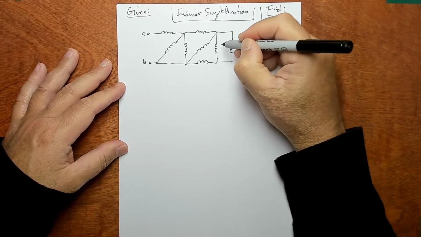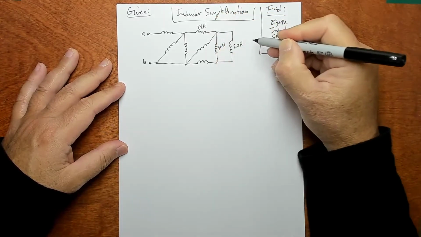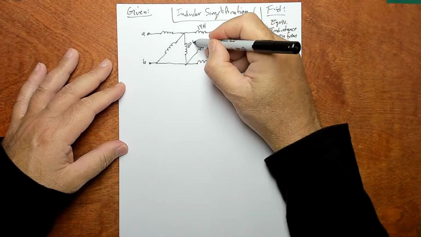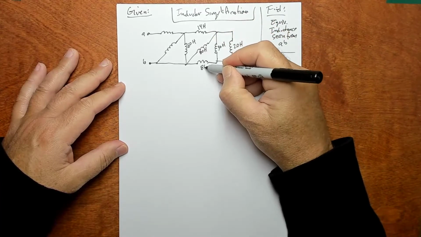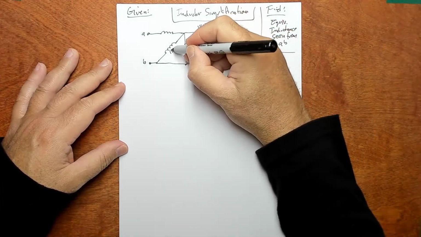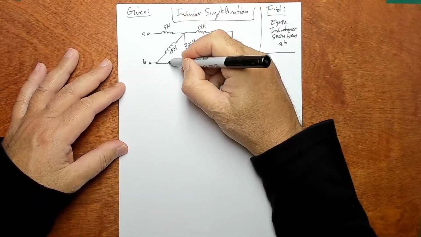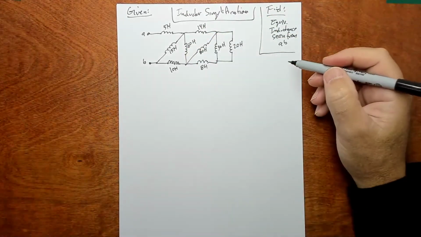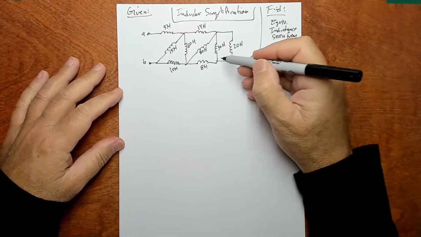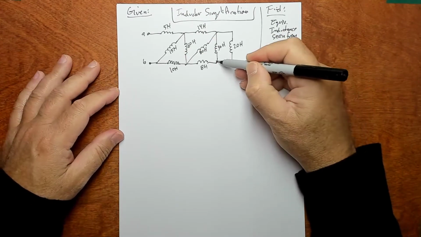20 Henrys, 30 Henrys, 14 Henrys, 60 Henrys, 80 Henrys, 8, 15, 5, oops, I forgot one down here, 10 Henrys. Okay, that's the circuit.